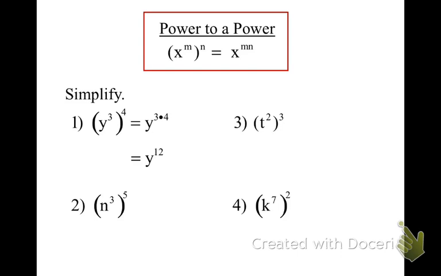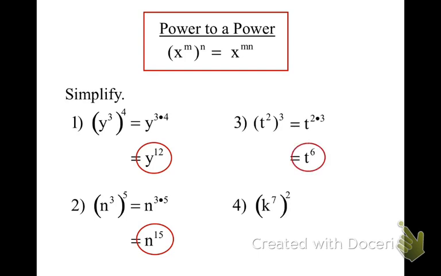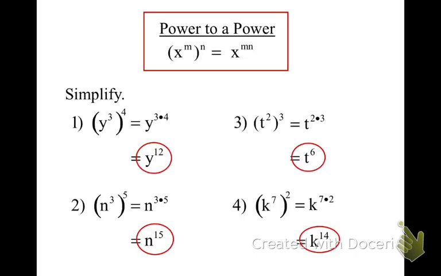Now check your work. The second one would be n to the 15th. The third one would be t to the 6th. And I do like you to write that extra step right there, at least for now, as we start progressing and using this elsewhere, just in the beginning. And the last one would be k to the 14th. Okay, so that was a power to a power.